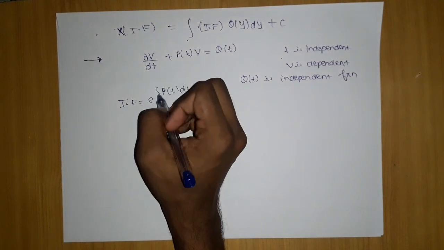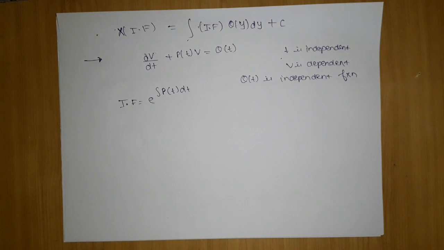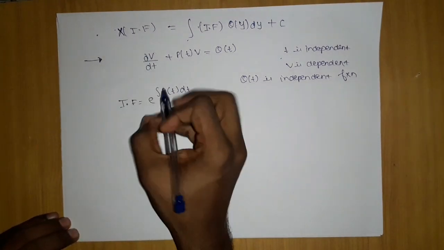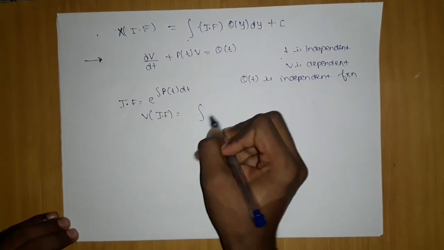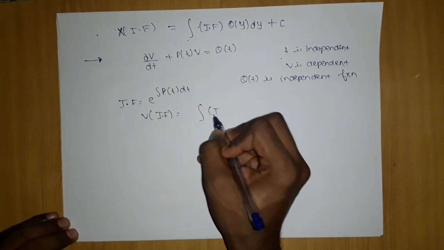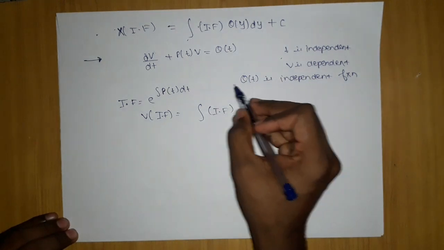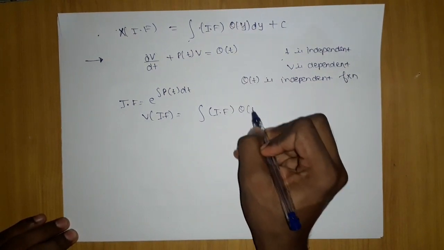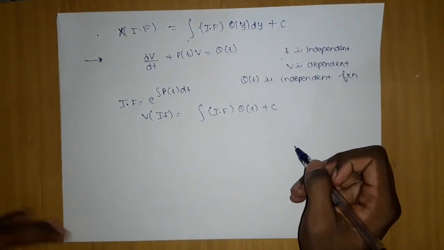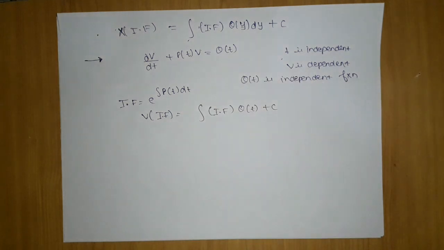And its solution will be this: whatever the dependent variable is, it is multiplied here. So the dependent variable v into integrating factor equals integral of integrating factor into q of t dt, plus c. So you have to relate things like this. Any constant terms can be taken and made into this first order linear differential equation, and they can ask you to solve it.